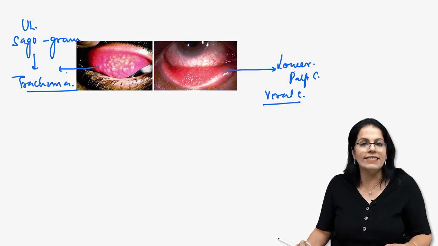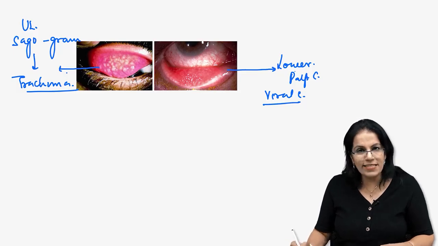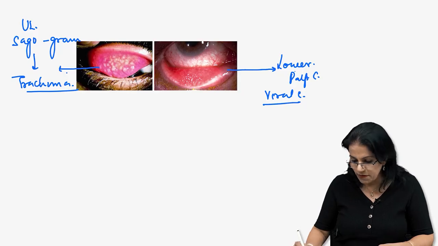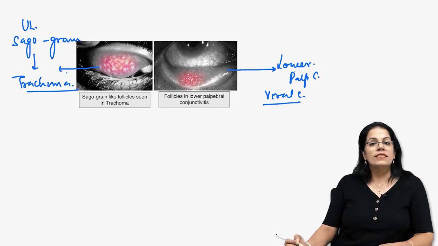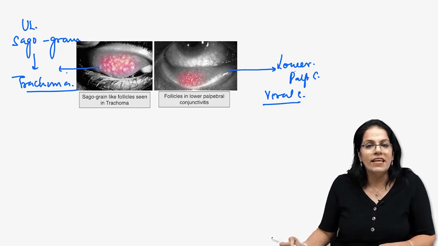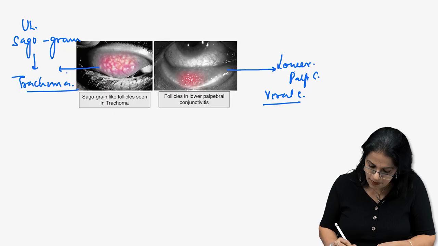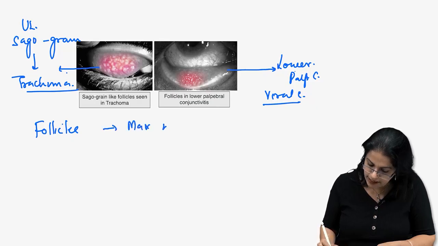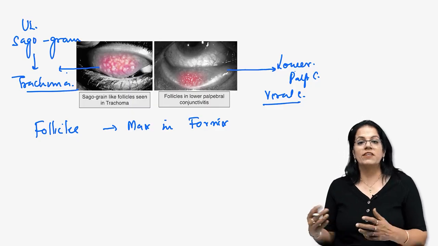This is follicular conjunctivitis. We have just learned that follicles are aggregation of lymphoid cells. Little more here, follicles are maximum in the fornix. So, note down, follicles are maximum in fornix. In which layer will you see the aggregation of lymphoid cells? CALT is present where? Adenoid layer.